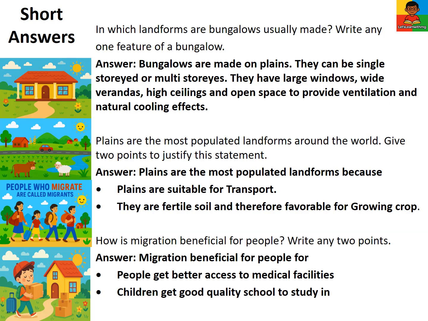Plains are the most populated landforms because they are suitable for transport and have fertile soil, making them favorable for growing crops. How is migration beneficial for people? Migration helps people get better access to medical facilities and good quality schools for children.